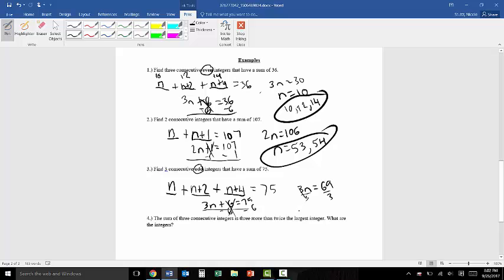Alright, so when we divide by 3 on both sides, we're going to get 23. The next odd number will be 25. And the next odd number will be 27. So those are your 3 consecutive odd numbers.